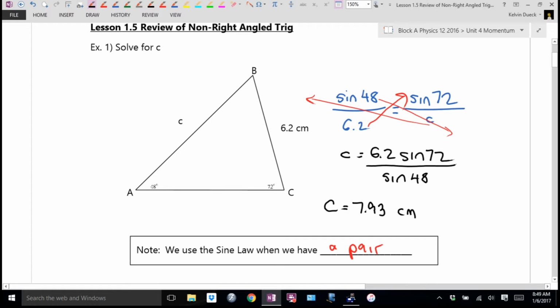Having said that, you're not going to use the sine law to find a side very often. You will use the sine law to find an angle fairly often, in which case you would get the sine theta by itself and then shift sine the decimal. We'll do one like that in a bit.